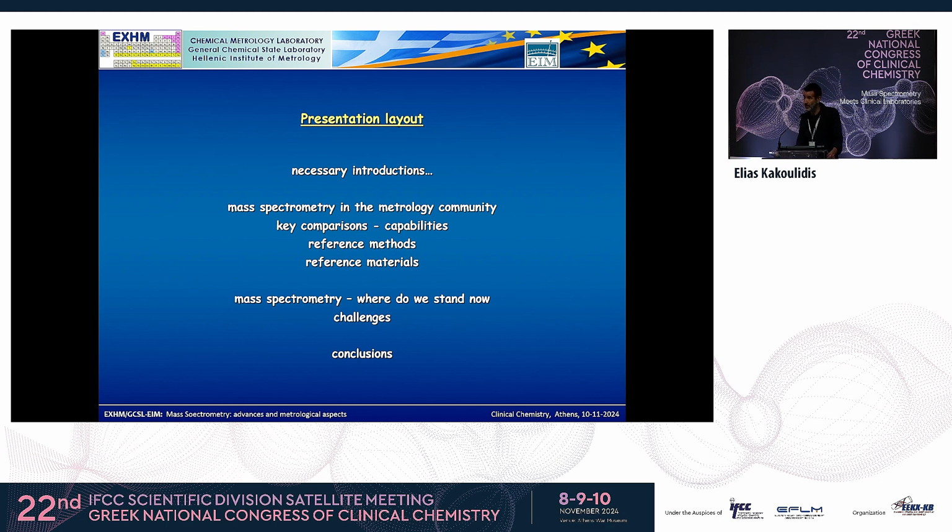We want to present what the metrology community is presently doing to support traceability of chemical measurements, focusing on clinical measurements in particular, and see how we are going to keep on doing this work, because one of the biggest requirements in measurement is the traceability of measurement to the SI, the International System of Units.